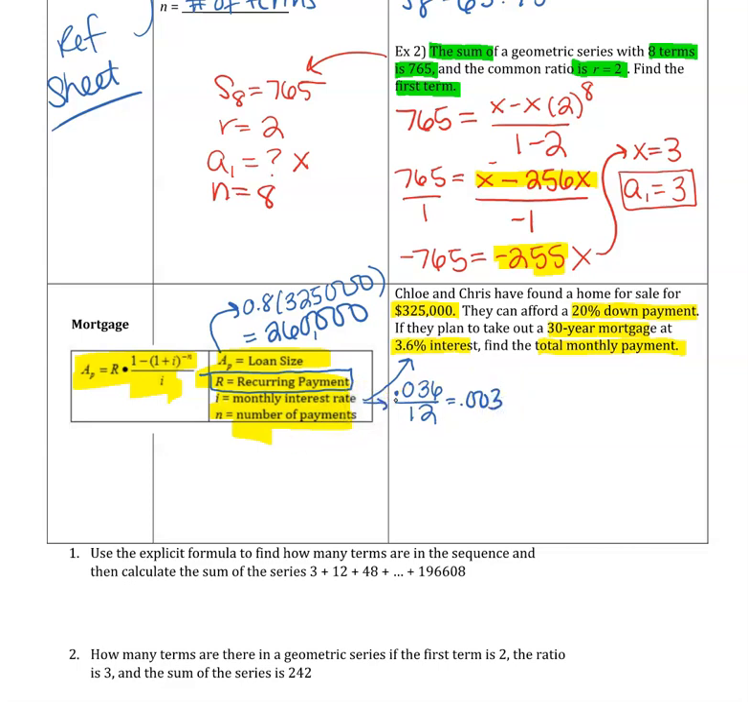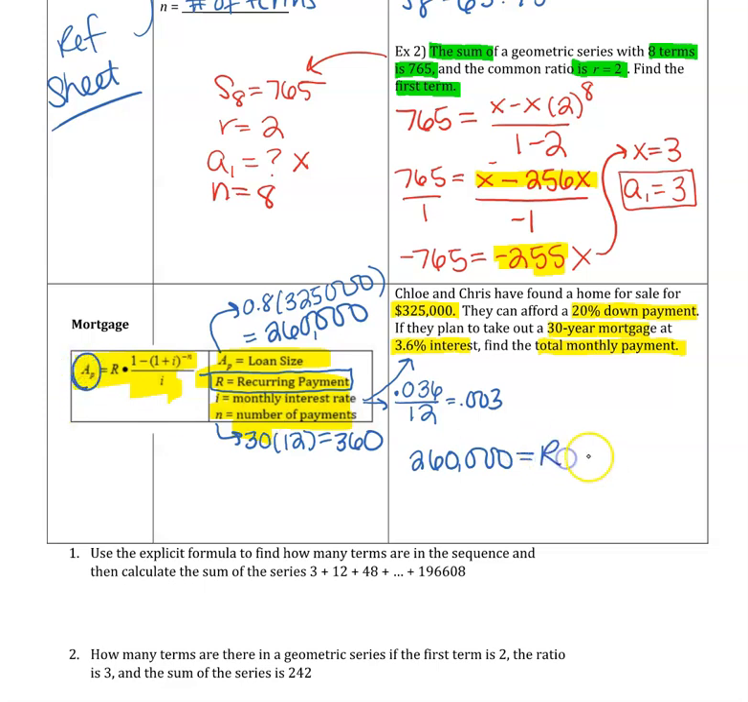Okay, next is our number of payments. So they have a 30-year mortgage and they're paying monthly. So that would mean they need to make 360 total payments. So at this point, everybody, I have everything I need. I know the loan size is 260,000. So I'm plugging that in for A sub P.